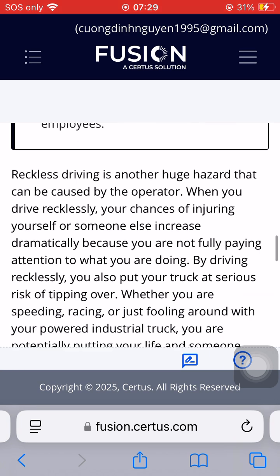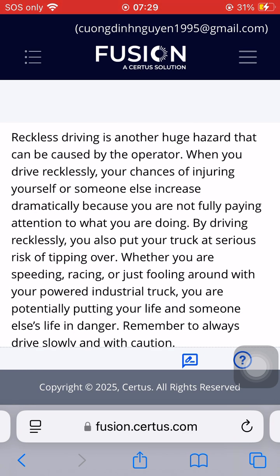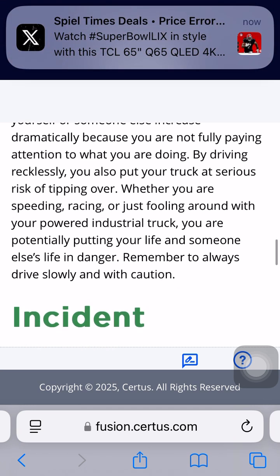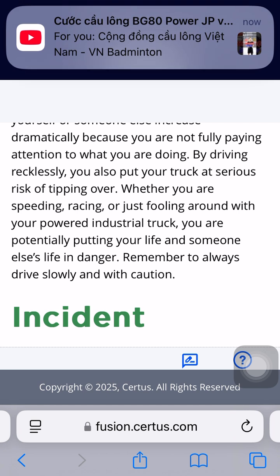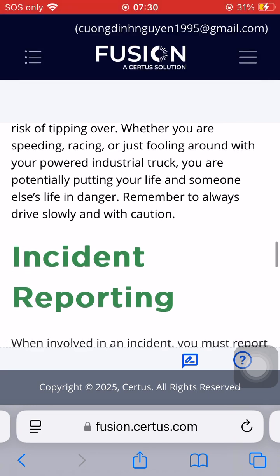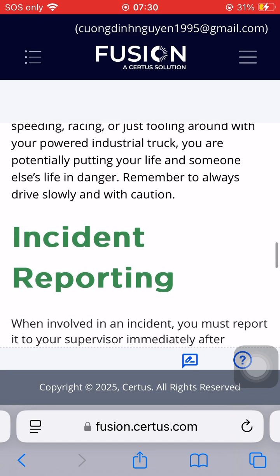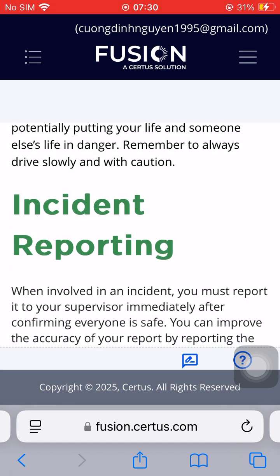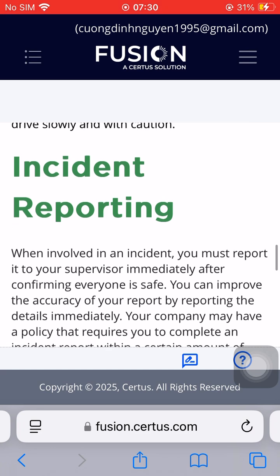Reckless driving is another huge hazard that can be caused by the operator. When you drive recklessly, your chances of injuring yourself or someone else increase dramatically because you are not fully paying attention to what you are doing. By driving recklessly, you also put your truck at serious risk of tipping over. Whether you are speeding, racing, or just fooling around with your powered industrial truck, you are potentially putting your life and someone else's life in danger. Remember to always drive slowly and with caution.